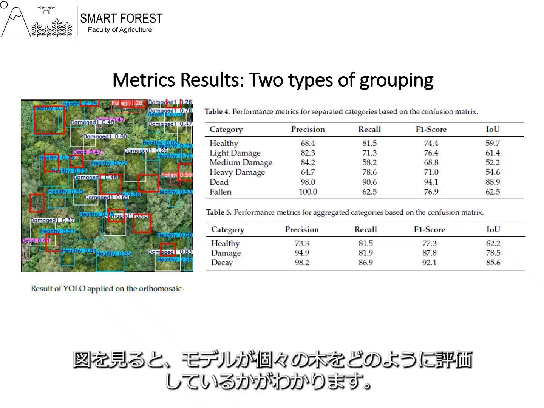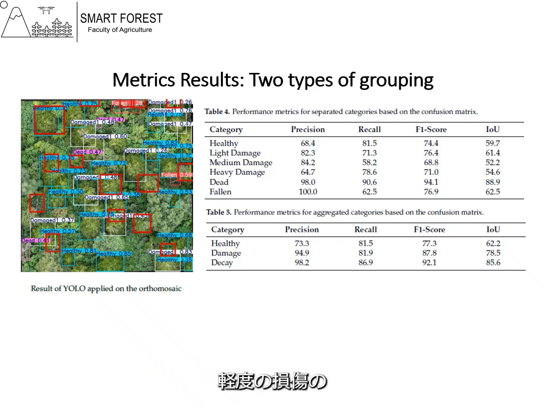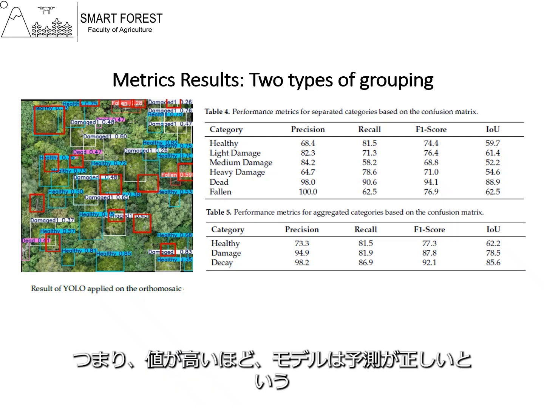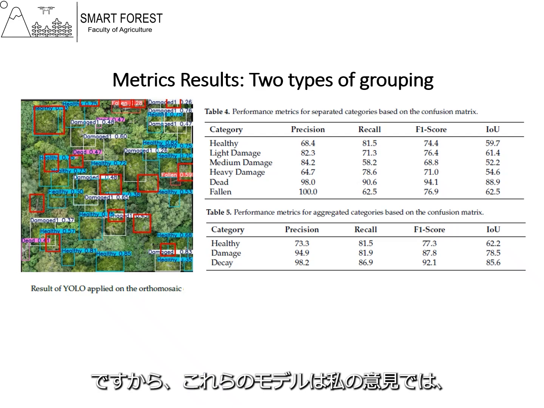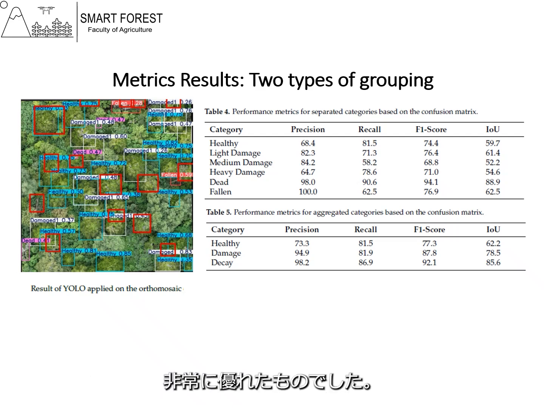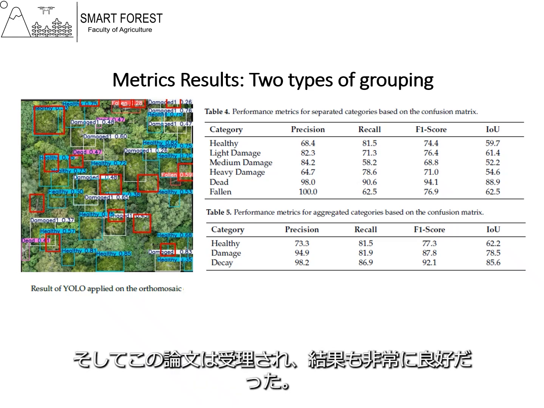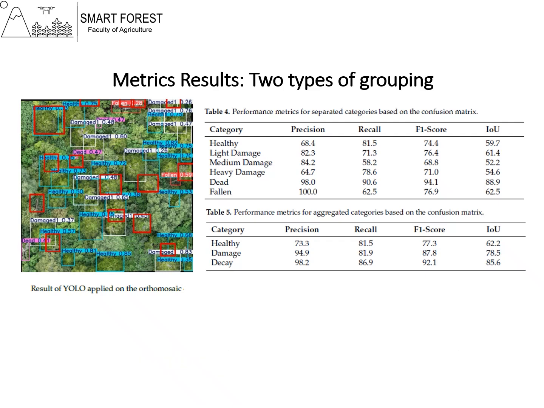You can see in the figure how the model is evaluating single trees. So this is damaged, or the category light damage, with 48% probability of prediction, or healthy with 72, healthy with 78, healthy with 0.85. So the higher the value, the more confidence the model has that the prediction is correct. So these models were, in my opinion, very, very good. They have a very good prediction for the health condition of fir trees in Zhao. And this paper was accepted, and the results were quite good.